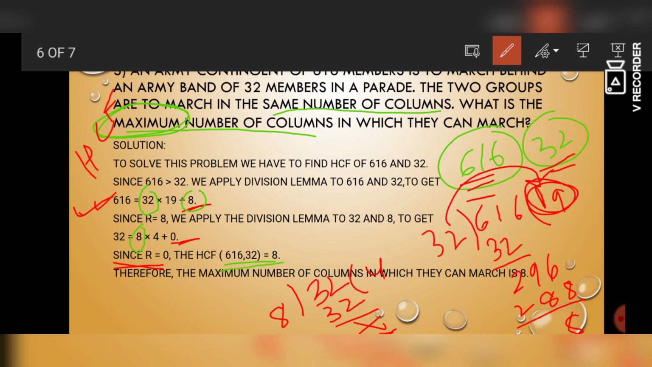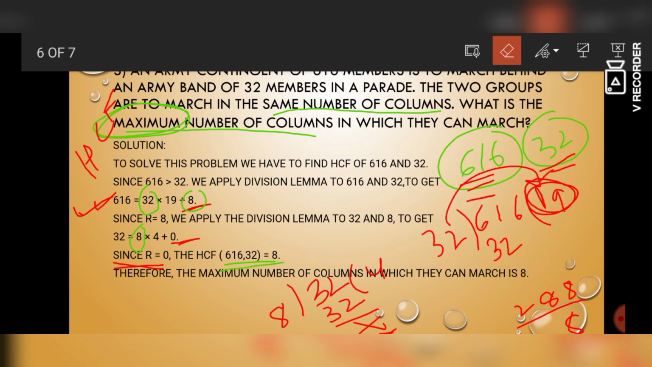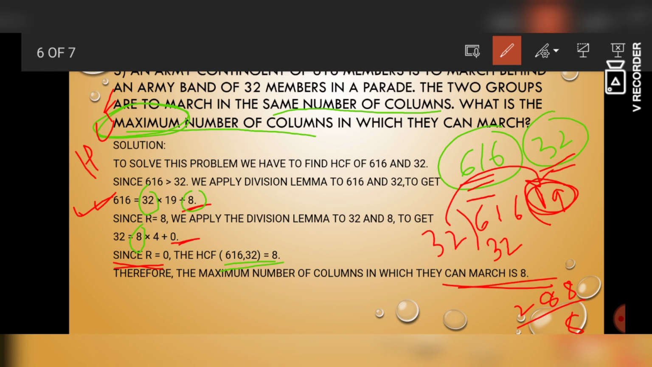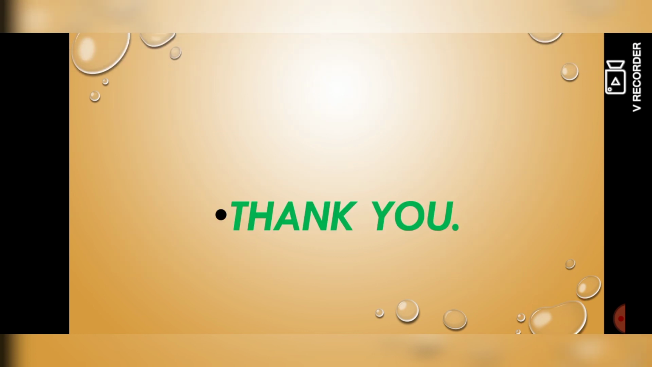So the maximum number of columns the army band and the army contingent will make is 8. 8 columns they are going to make. So this was sum number 1 and sum number 3, which we have done in a similar manner. So this is the first part of exercise 1.1.